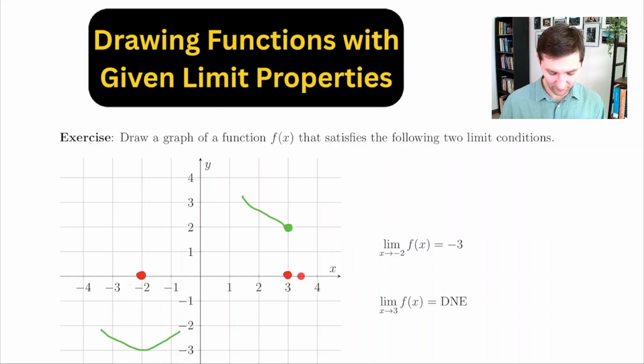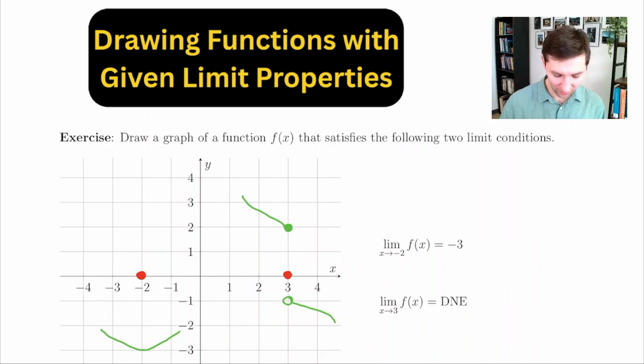As the inputs of my function get closer and closer to 3 from the right, I will make sure that the values of my function get closer and closer to -1. Now, the limit at x equal to 3 does not exist. I want to point out that I couldn't have this dot closed filled in and this dot closed filled in as well. I needed one of those dots to be open, to be not filled in.